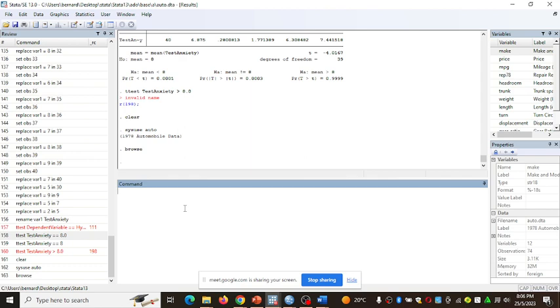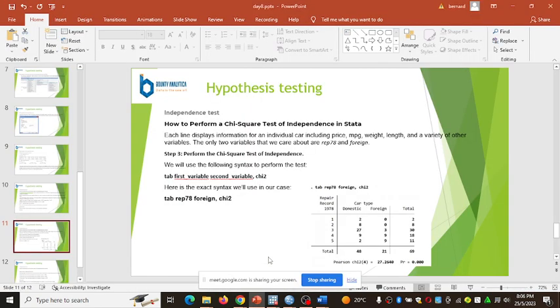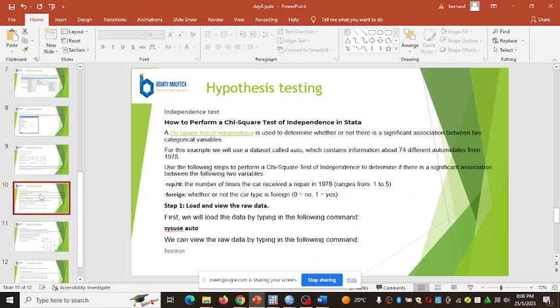Yes, let's continue. How do we now perform a chi-square test of independence? We just do tabulation and I want us to go through this part here.